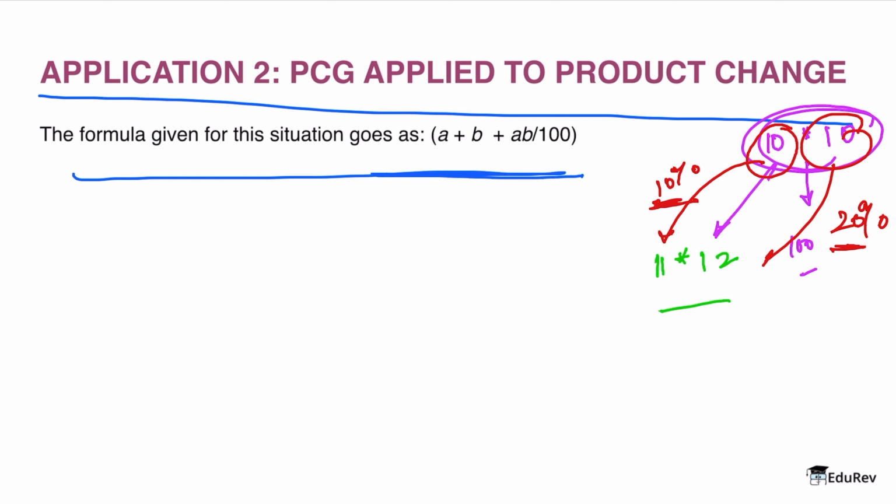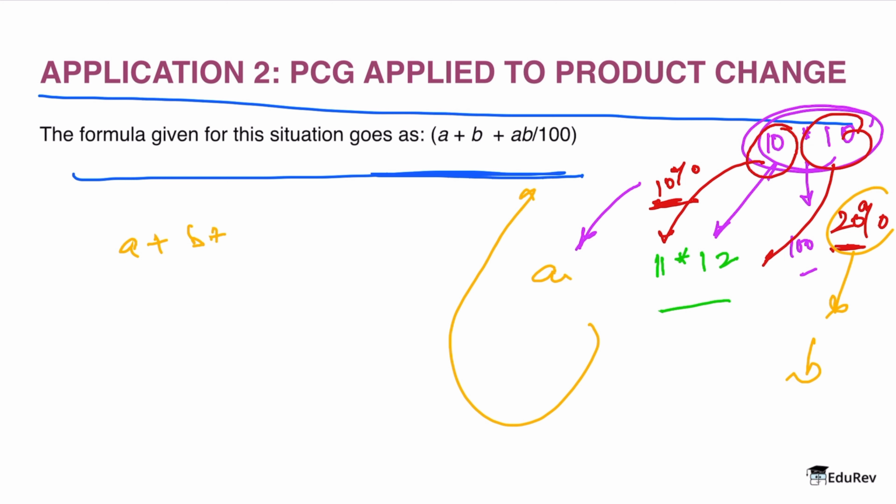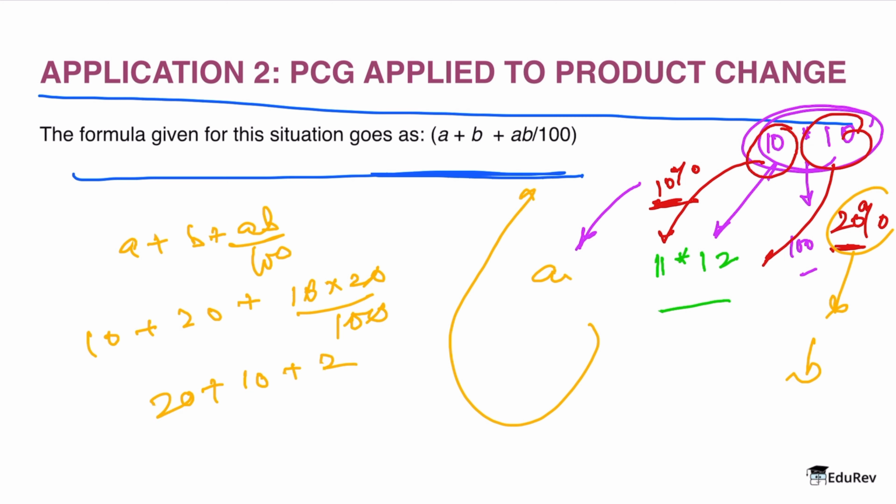So here what I am going to do is assume that 10% is A, and 20% is B, and then I am going to apply this formula, that is A plus B plus AB by 100, that is 10 plus 20 plus 10 times 20 by 100. So it's going to be nothing but 20 plus 10 plus 2, that is 32.